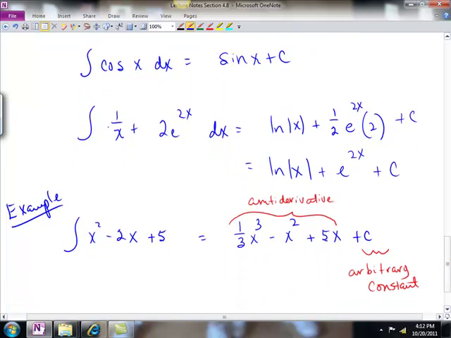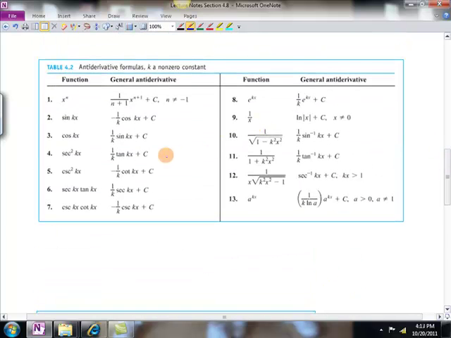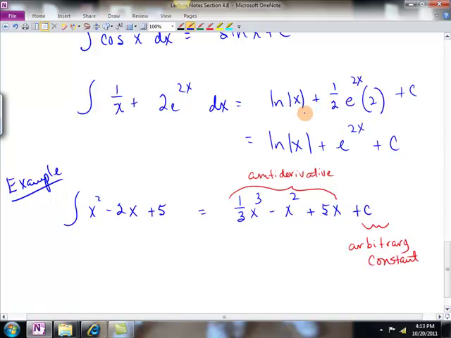Let's look at this one. Integral of 1 over x plus 2e to the 2x dx. If you look back at your chart up here that we had, the integral of 1 over x is ln x. So that piece is ln x. Now, plus e to the 2x. So we have 1 over 2, e to the 2x, and we had this 2 to start with, so that gets multiplied there, plus c. So that ends up being ln x plus e to the 2x plus c.